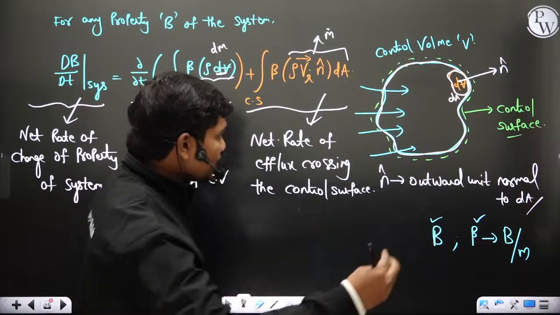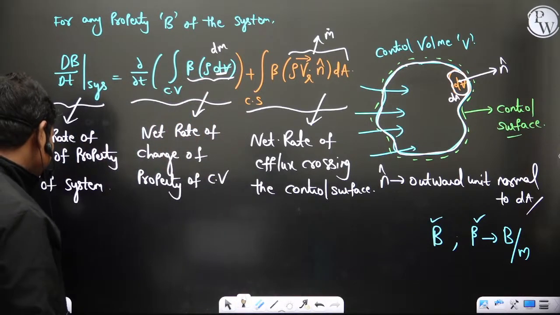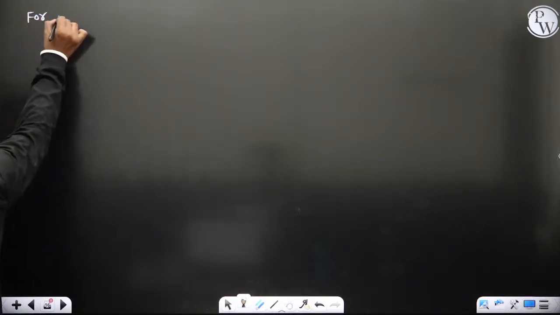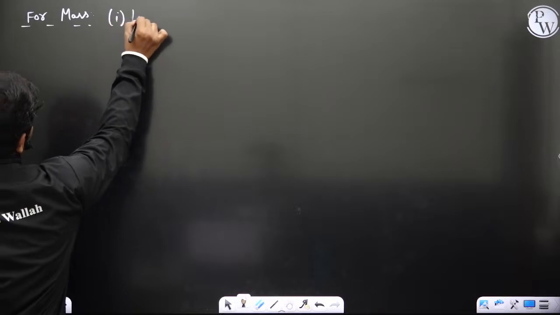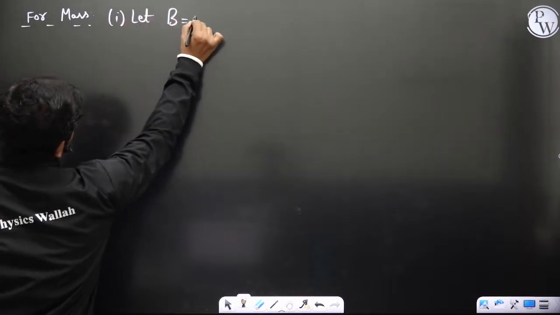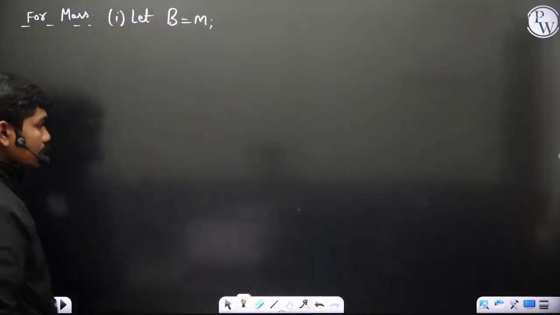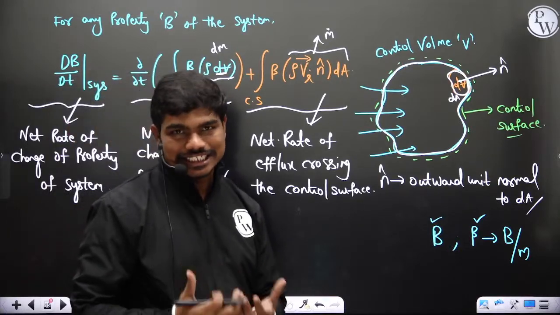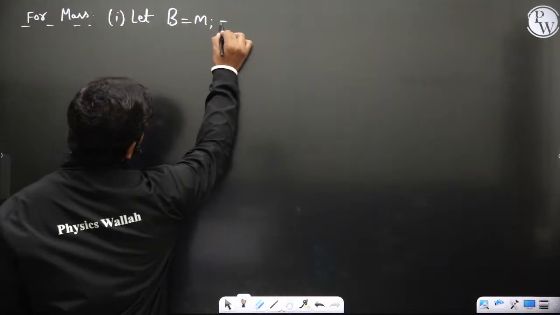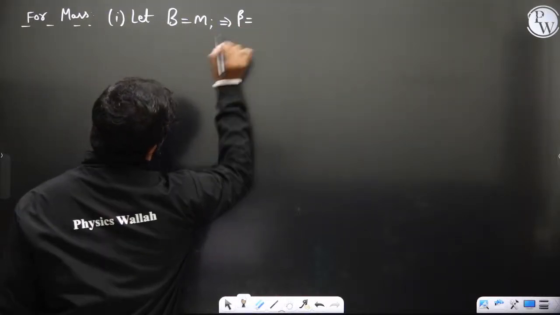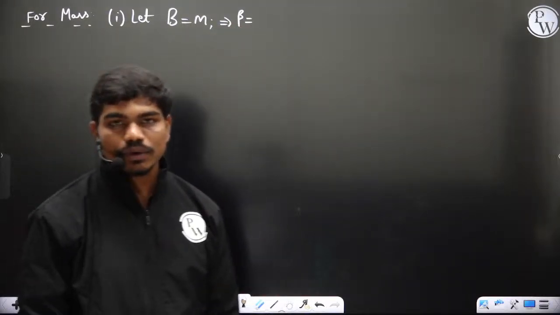Okay, I'll make you understand with examples so you can understand it clearly. See, for example, if you apply the equation for mass, let B be equal to m, meaning you want to calculate the rate of change of mass of the system. If B is equal to m, can anyone tell me what is beta?